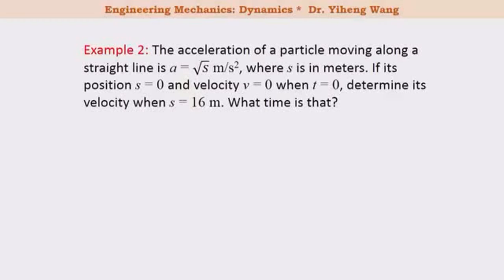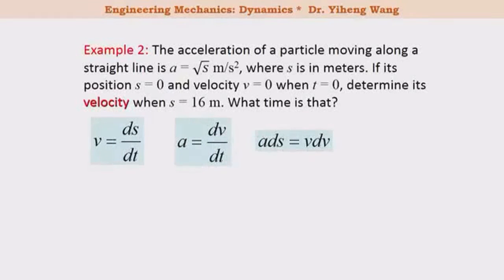Again, let's first look at the first part, the velocity. In this first part of the problem, we know acceleration, position, and need to find the velocity. Again, when we look at the three kinematic equations, we notice that the third one has a, s, and v, all the variables of interest here.